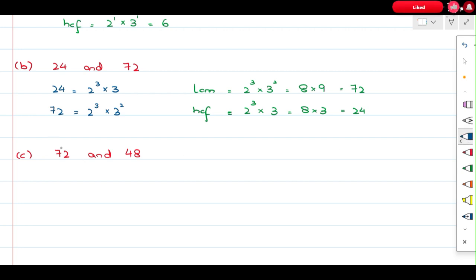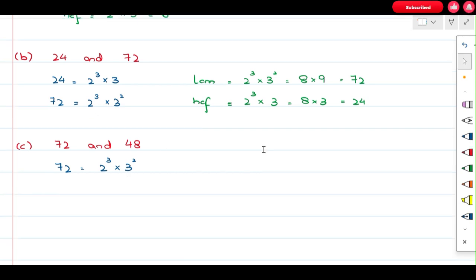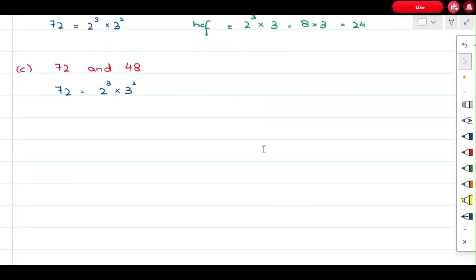Okay. So we have already done the prime factorization of 72, which is 8 times 9. 8 is 2 cube and 9 is 3 square. We have already done the cubes and the squares of the numbers. Okay, now 48 prime factorization is 16 times 3, and 16 is 2 power 4 times 3.